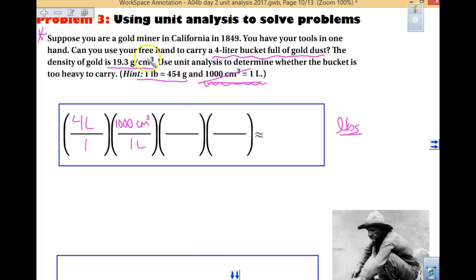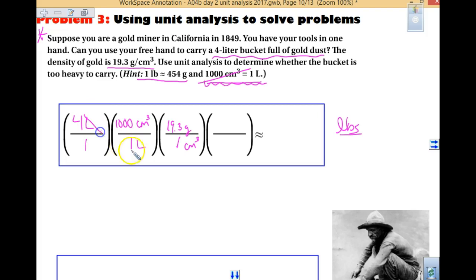I got 2 more underlined. 19.3 grams per centimeter cubed. How am I going to write it? What am I putting where? Centimeters cubed on the bottom. They don't have a number with it. That's really 1, right? This is 19.3 grams per 1 cubic centimeter. So I have the 19.3 in my numerator.